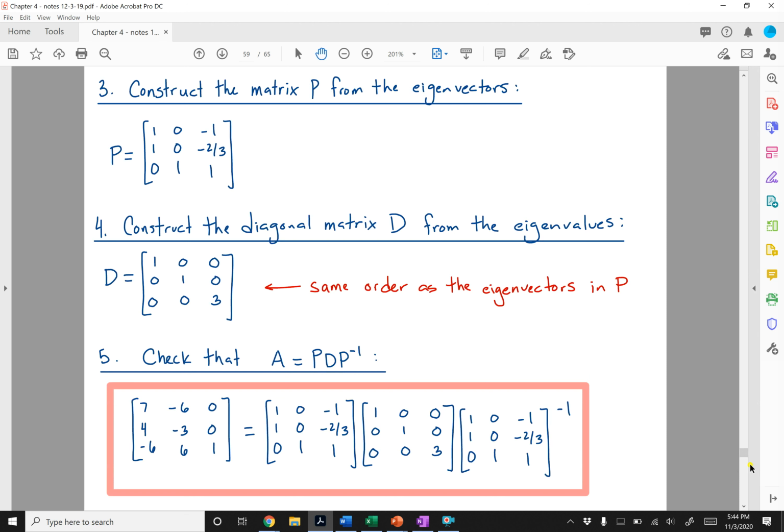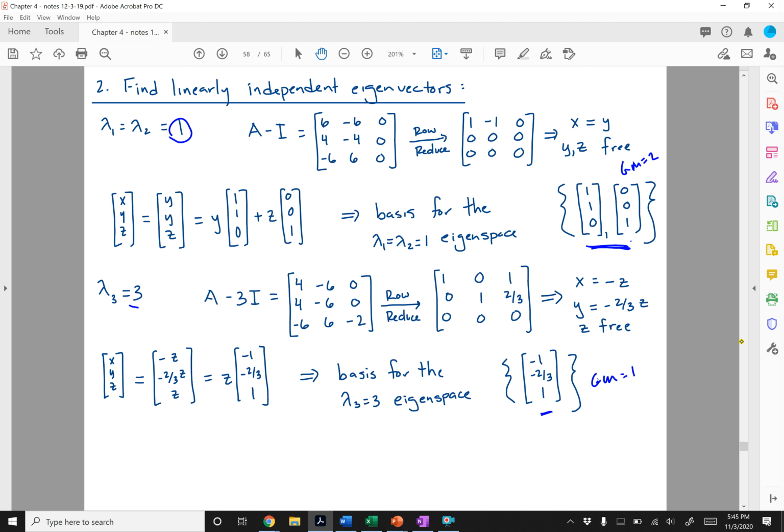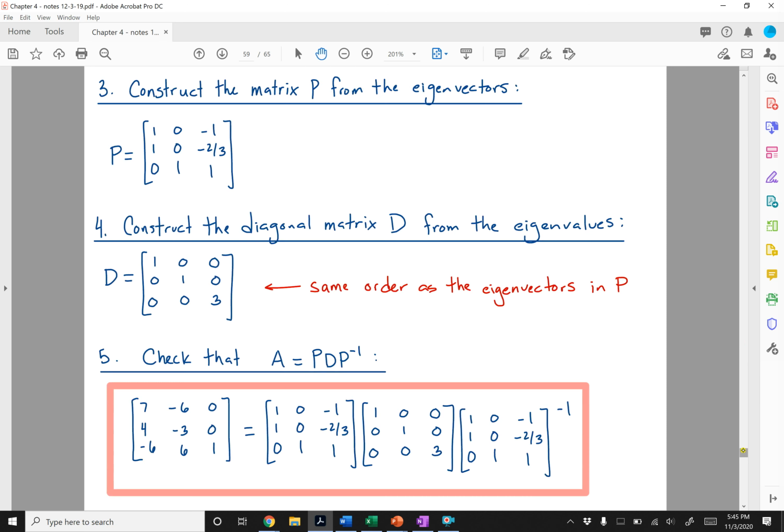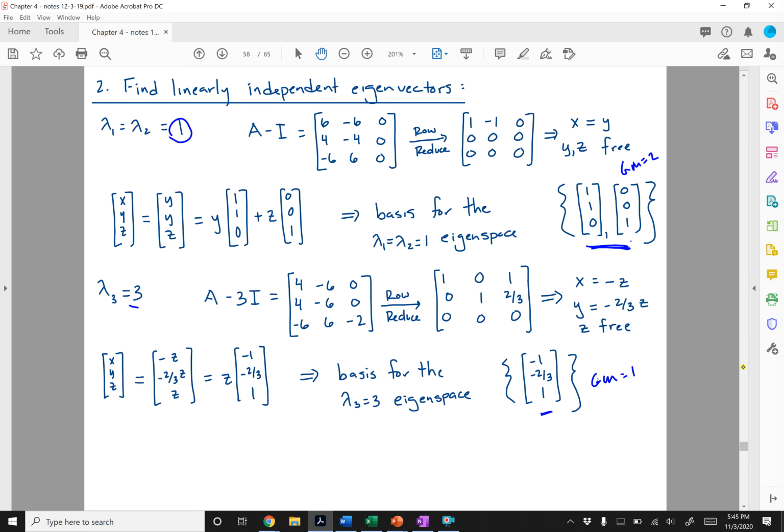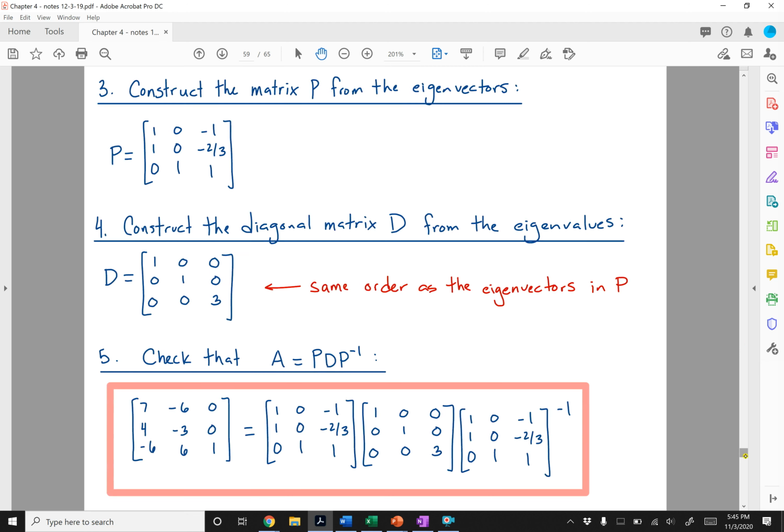So we construct the matrix P from the eigenvectors. If we go back, you'll see that we have 1, 1, 0, 0, 0, 1. Those are the first two. And then we had a minus 1, a minus 2 thirds, and 1. You can come here, you get a minus 1, a minus 2 thirds, 1. There's P. Then you can write down the diagonal matrix. It has the eigenvalues, and the order matters, right? 1 is the eigenvalue for that vector, 1 is the eigenvalue for that vector, and 3 is the eigenvalue for that vector. So the order matters.